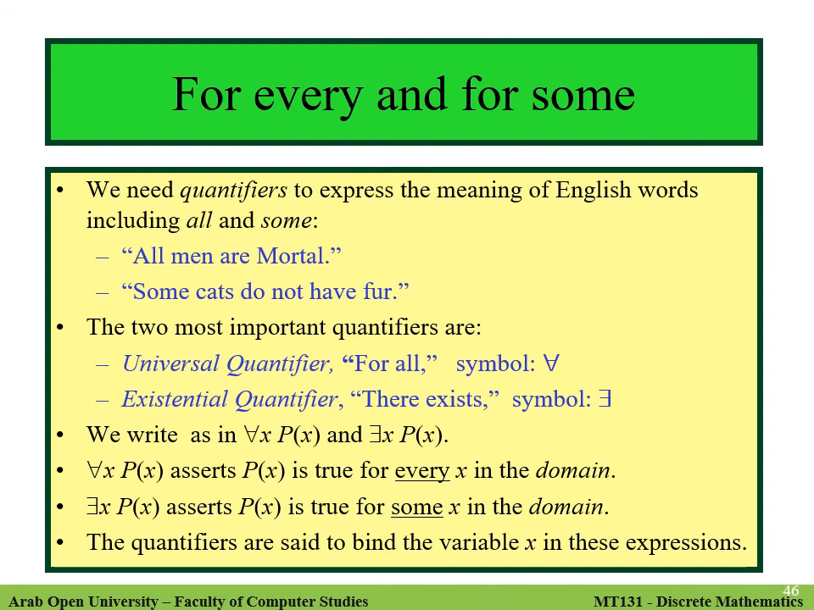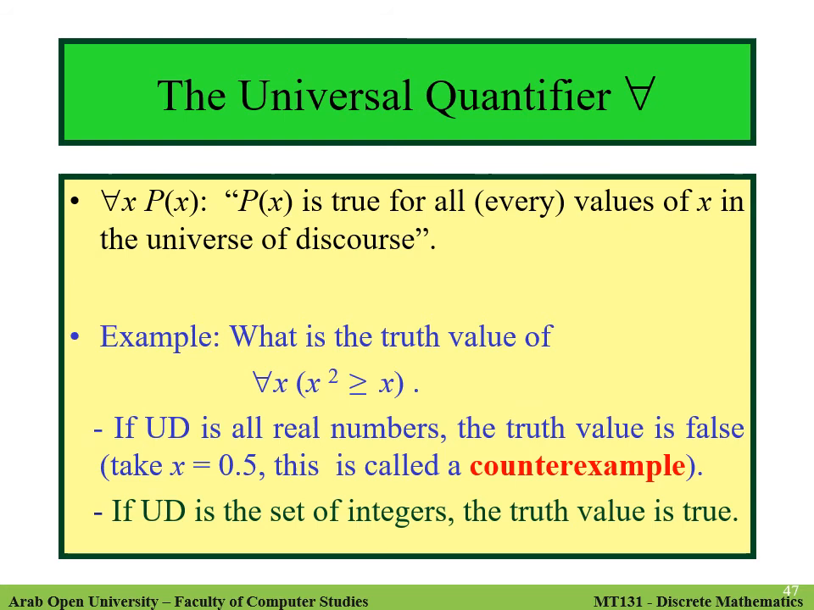The quantifiers are said to bind the variable. That means it specifies the values for the variable where the statement is true. Of course, when you work with a predicate, it's important to know what the domain is, because a predicate can be true in one domain, but it could be false in another domain.